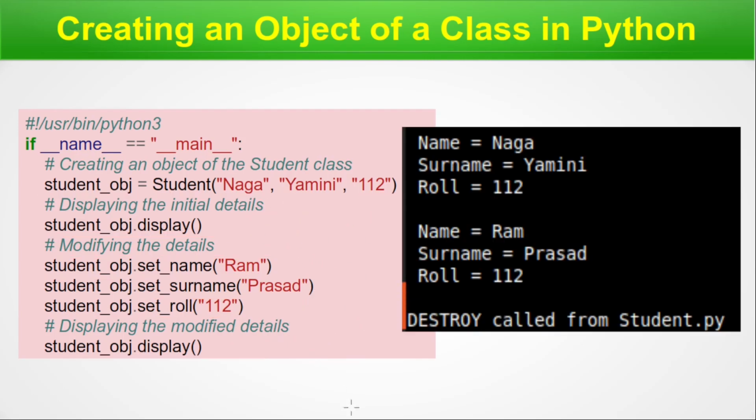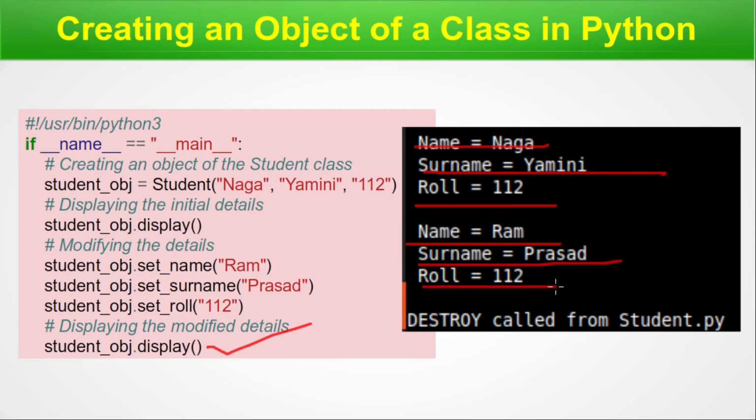Once we execute the code, this comes. Name is Naga, surname is Yamini, and roll number is 112. In the next call of display, we get name equal to Ram, it is changed. Surname is Prasad, it is also changed, and roll number is unchanged, 112. And once this object is used and there is no longer any use of the object in the entire code, the destructor is called. Destroy is called from student.py.